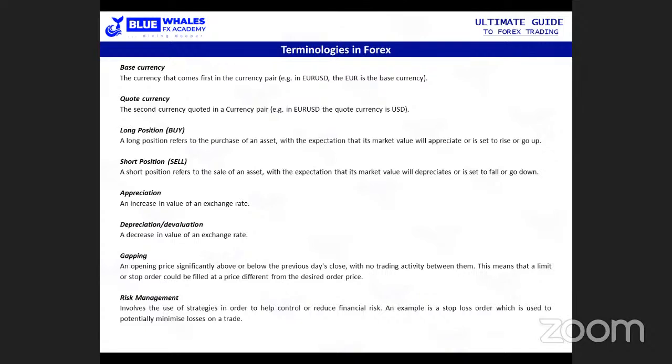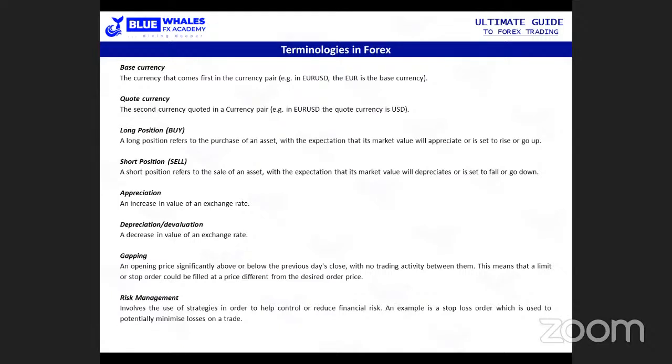So they are quoted in pairs. You see that the base currency is the first currency in the pair. Let's say in this sense, it's Euro USD. So the Euro is the base currency, whereas the US currency is the quoted currency. That brings us to the quote currency. The second currency quoted in the currency pair is called the quote currency. In this sense, Euro USD, it is USD, which is the quote.